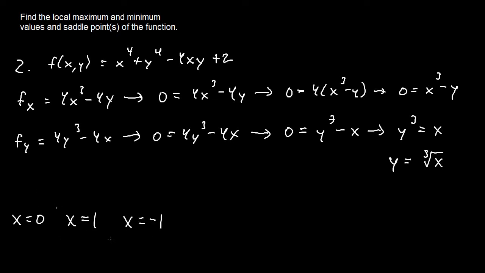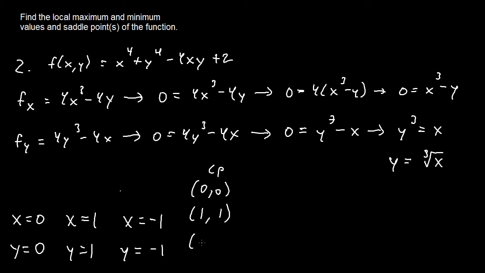So now given the x values, we need to find the corresponding y values. So we can simply just use the equation that we found earlier, y equals the cube root of x, to find those y values. So if x equals 0, y is going to be the cube root of 0, or 0. If x equals 1, the cube root of 1 is 1. And if x equals negative 1, the cube root of negative 1 is also negative 1. So our three critical points here are 0, 0, 1, 1, and then we have negative 1, negative 1.